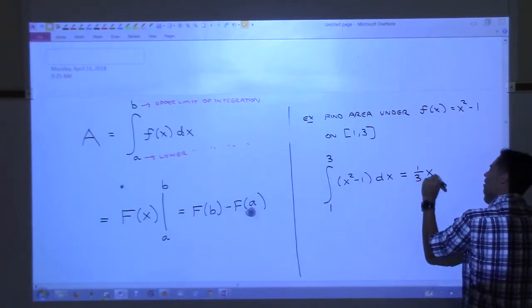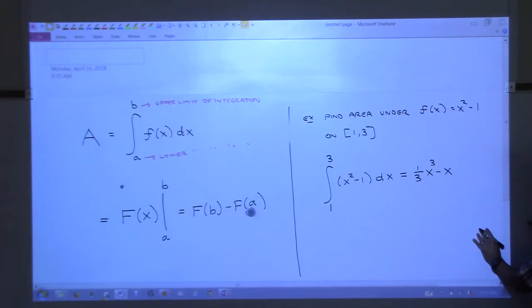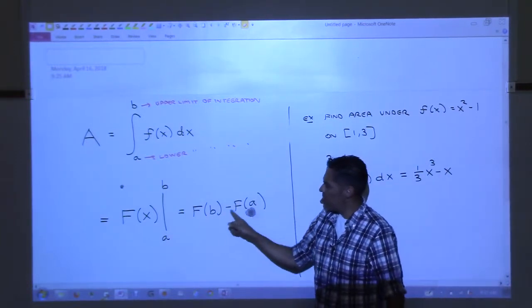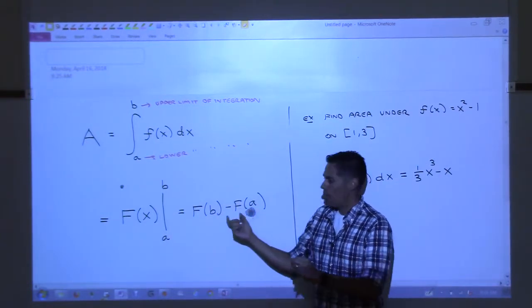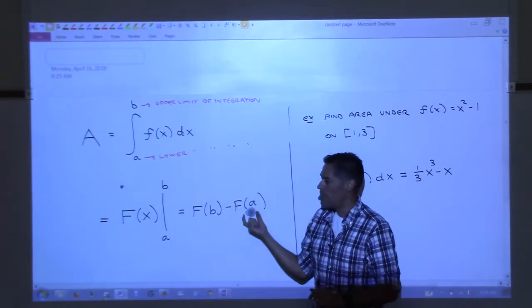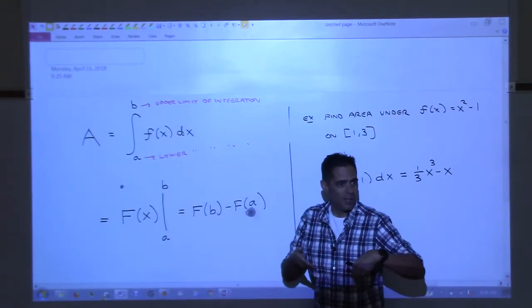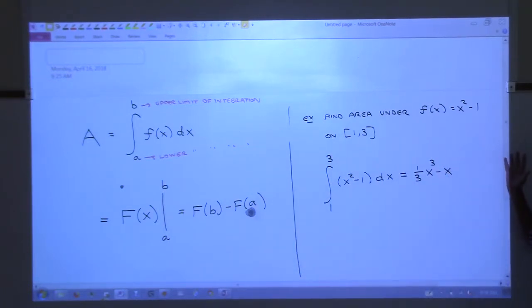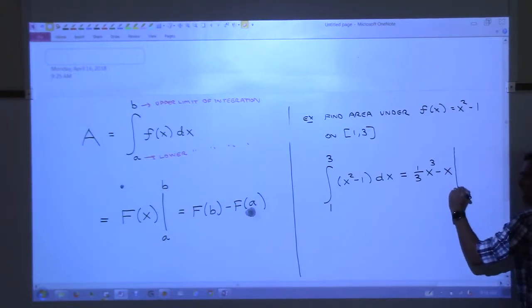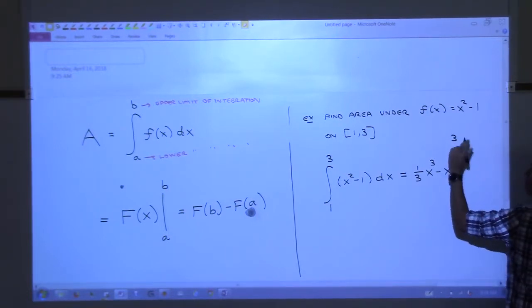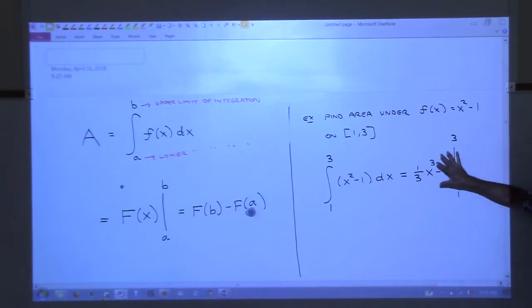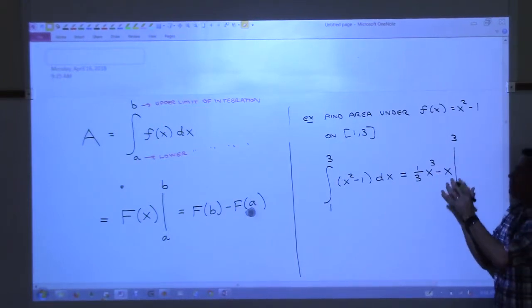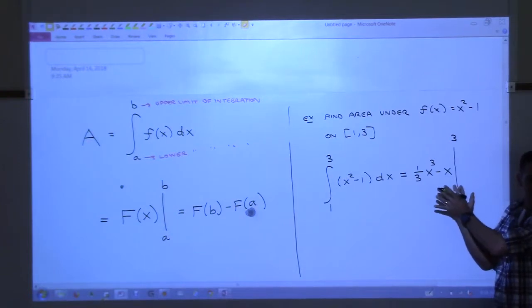1/3 x cubed minus x, right? That's my antiderivative. Now I should put plus c here. However, because I'm going to do this minus this, I'll have a c in this one, won't I? Yeah. And I'll have a c in this one. And they're going to cancel each other out. So you do not need to put your c here, because it's going to go away anyway. So I'm going to put a bar here next to this, 1 down here, and 3 up here. So do you see how this is just kind of like a placeholder for you? An opportunity for you to write the antiderivative down and have it there sitting in front of you?